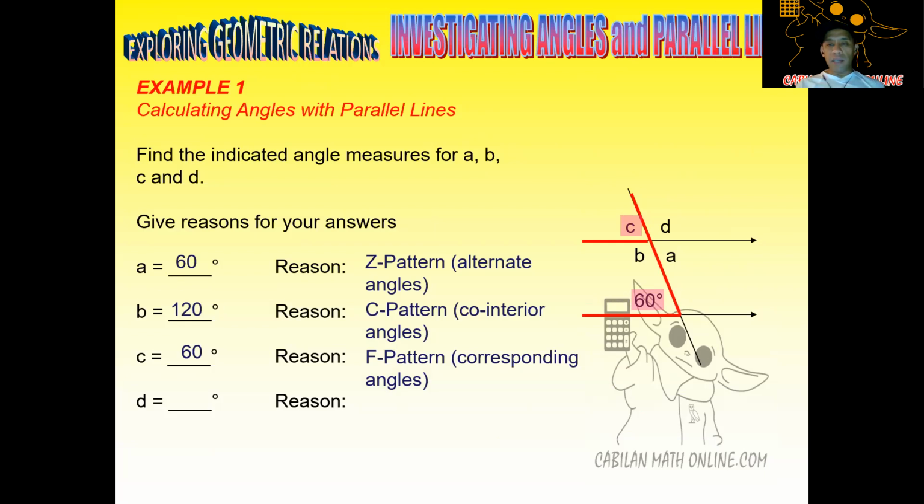Now for angle D, since we know the measure of angle B, we could use the X pattern, or opposite angles. That tells us that D and B are the same. So what we have there is 120 degrees. And again, you could also use A and C to solve for angle D by using supplementary angles.